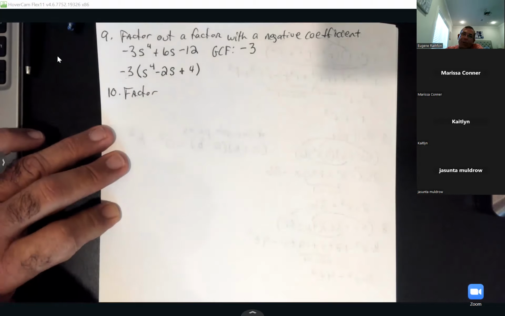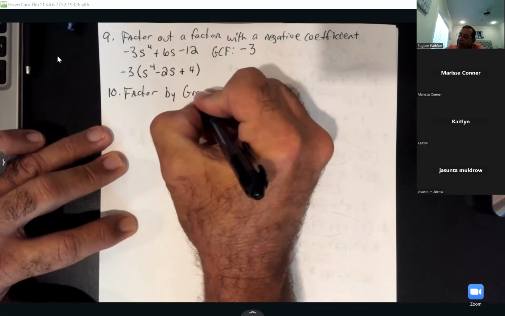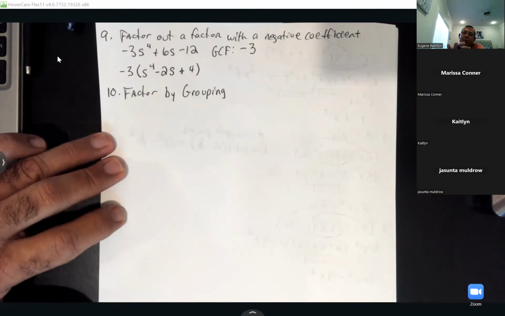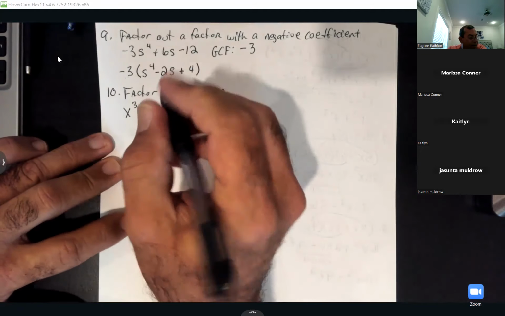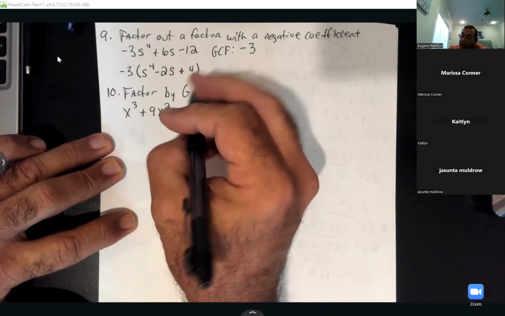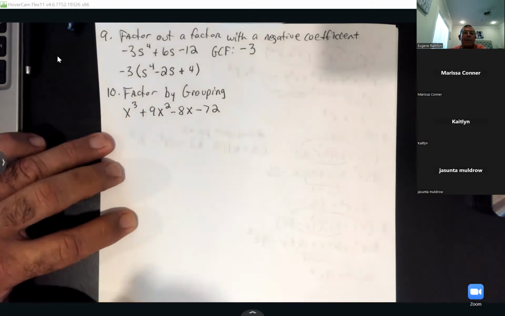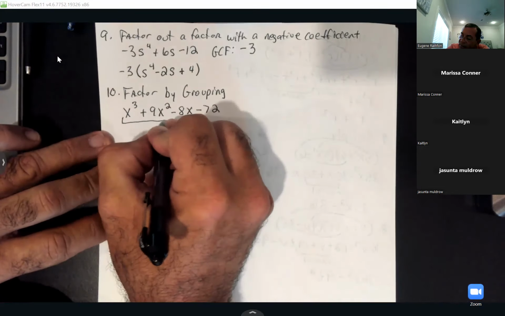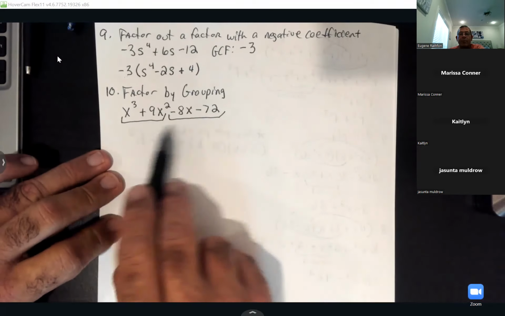Now here's the second one I consider sort of tough. And this was the factor by grouping. Remember, this is where I had 4 terms. So I've got an x to the 3rd plus a 9x squared minus an 8x minus 72. So if you remember, y'all, factor by grouping, I made 2 sets of factors and then the last 2 sets of factors or terms.